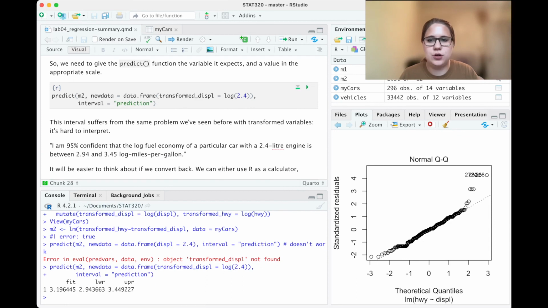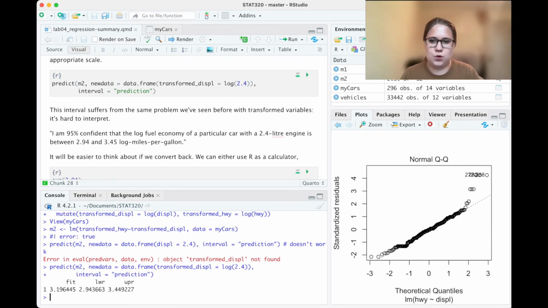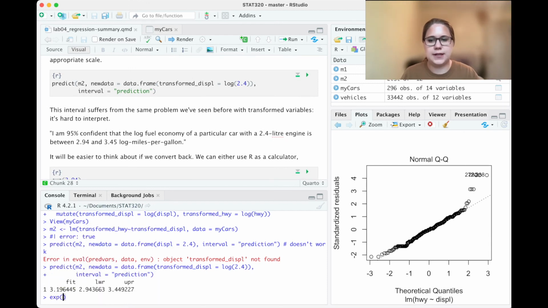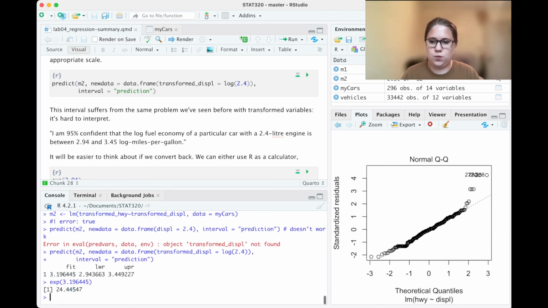So, I mean, I could write it. I'm 95% confident that the log fuel economy of a particular car with a 2.4 liter engine is between 2.94 and 3.45 log miles per gallon. But it's easier for me to think about it if I convert back. So one thing I could do is I could use the exp function. That's to exponentiate a number. So if I exponentiate this 3.19, I get something pretty similar to my previous predicted value.